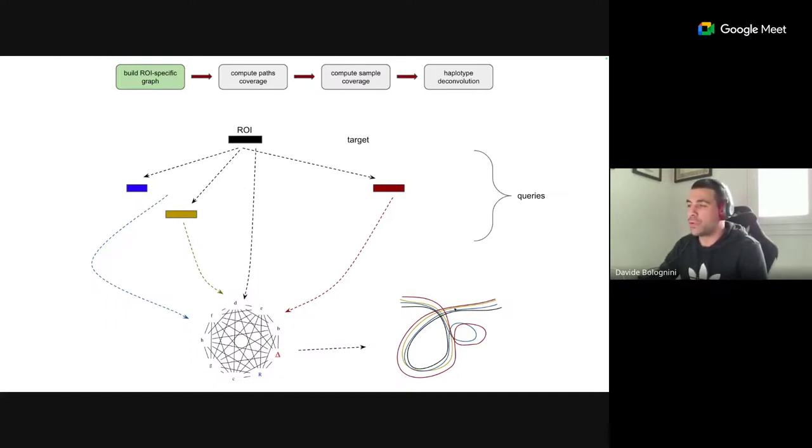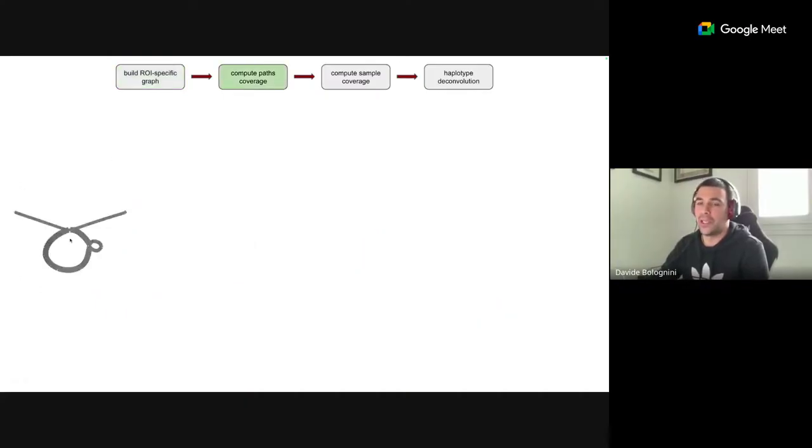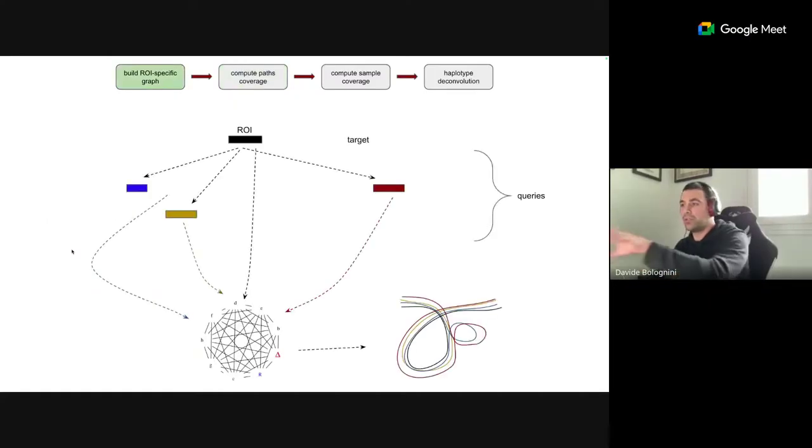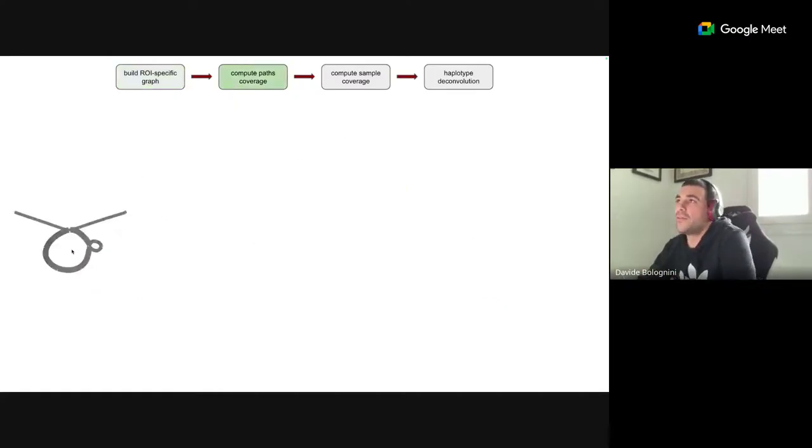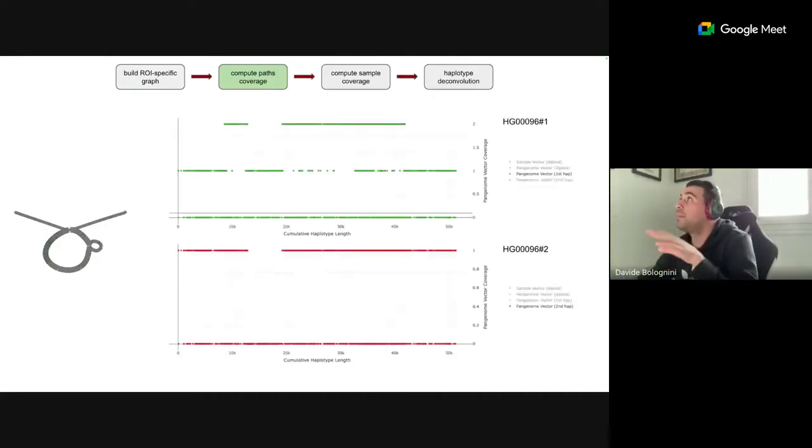This is just a sketch, of course. The true aspect is like this one here that you see on the left. So once we have the region-specific graph, we can compute the path coverage. And we said that the path coverage is just the number of times each path crosses a node in the graph.